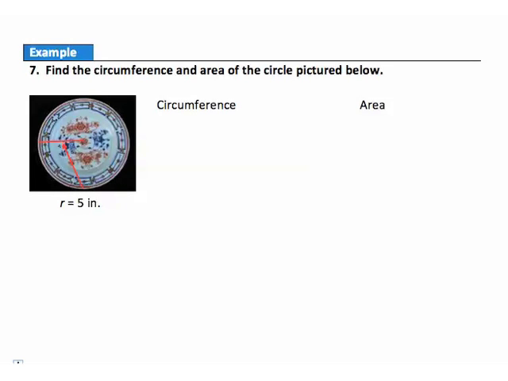Now let's take a look at some examples that will help you understand how to find the circumference and area of a circle. Example 7. Find the circumference and area of the circle pictured below. Well, you can see in my picture I have a plate, and the radius of this plate is 5 inches. Let's start by calculating the circumference of this circle. So the formula for circumference is pi times diameter.